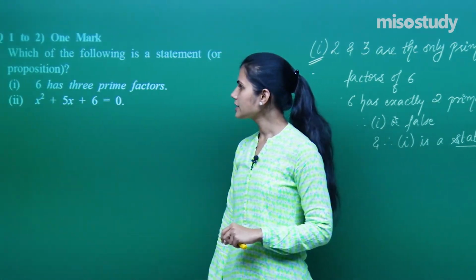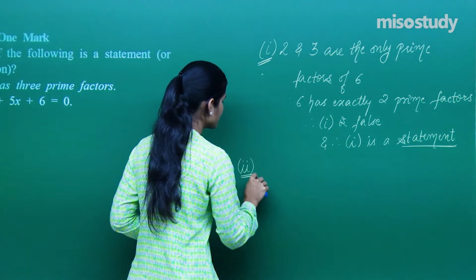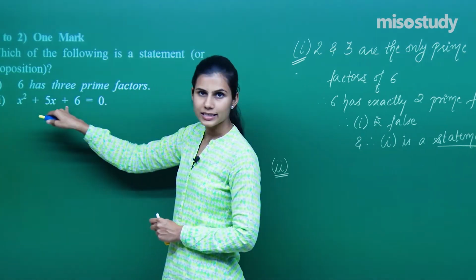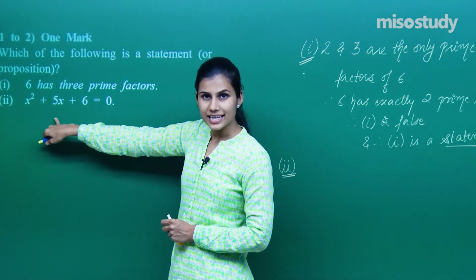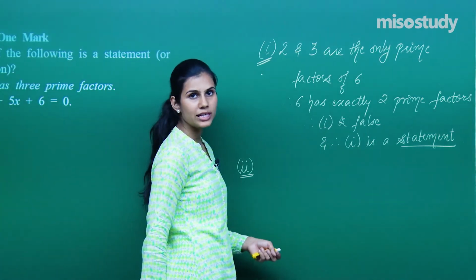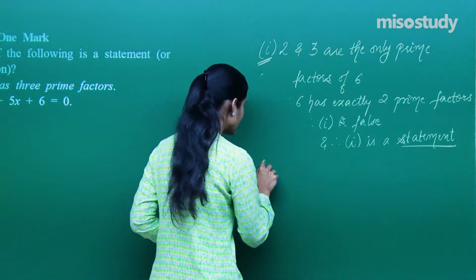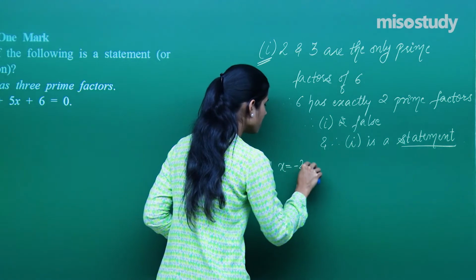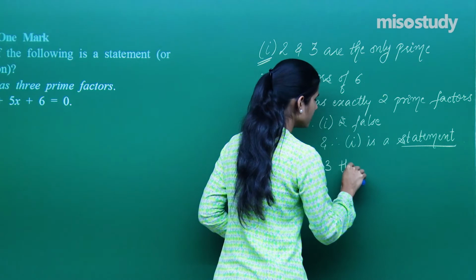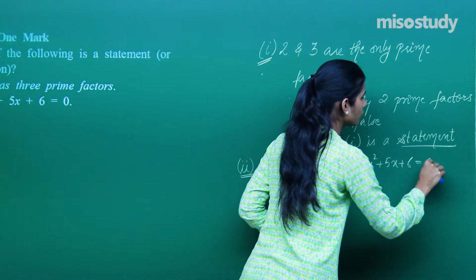And x square plus 5x plus 6 equals 0. If I talk about x square plus 5x plus 6 equals 0, I know I can write this as x square plus 2x plus 3x plus 6, which is going to give me x plus 2 times x plus 3 as the factors, which is going to give me x equals minus 2, x equals minus 3. So I'll say if x is equal to minus 2 and minus 3, then x square plus 5x plus 6 equals 0 is true.